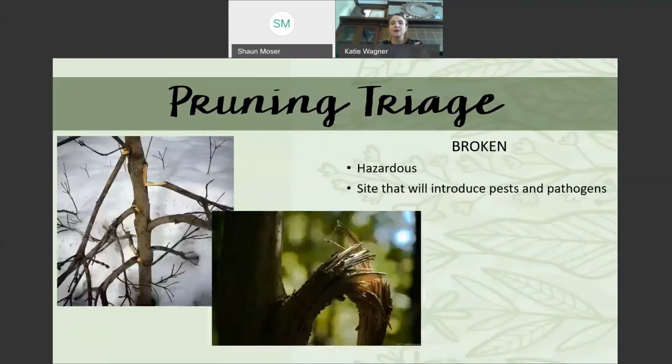Okay, and of course, anything that's broken, we want to get that off as well. Wounds, branch breaking, that sort of thing. Unfortunately, tearing, I know I had the question before, is there anything I can do now? Those sites are really great sites for insect pests and pathogens to enter into trees and shrubs. So if you have the ability to prune out some sort of a broken limb or that sort of a thing, then you want to definitely do that.